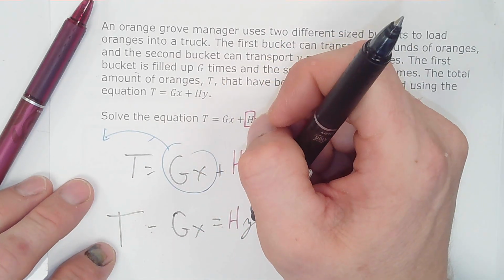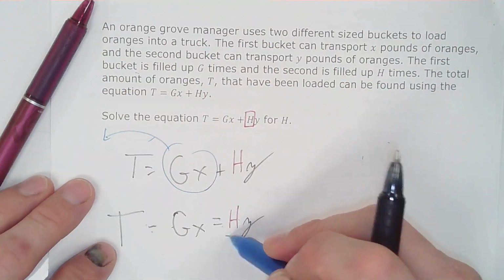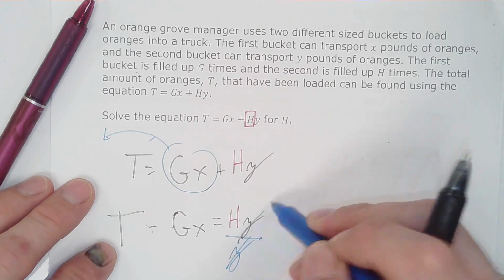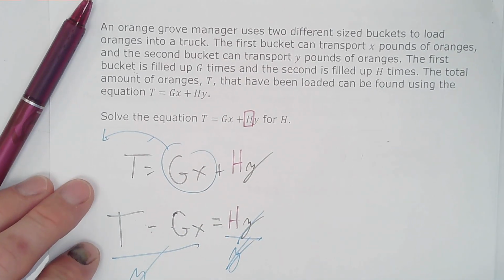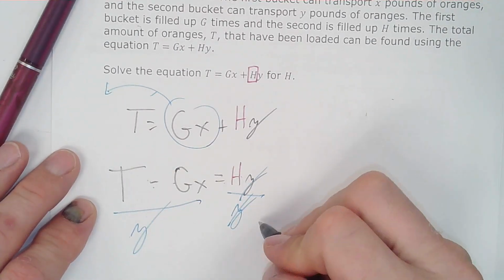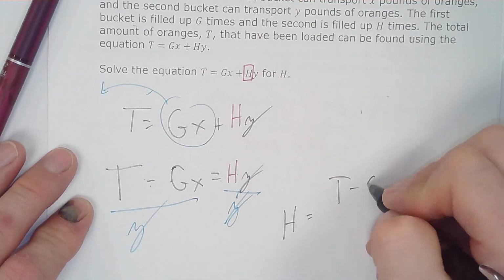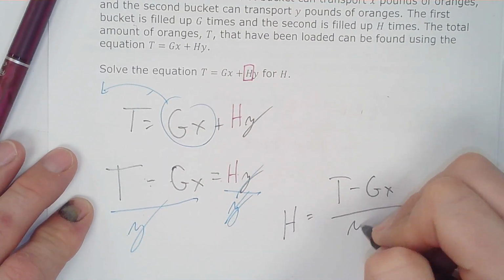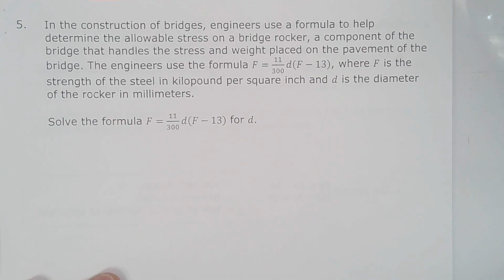All right, so now I have the t minus gx equals hy. I'm trying to solve for h, so I got to get rid of y. So these are multiplied together. I get rid of them by dividing both sides by y. If I do it to one side, I got to do it to both. Right? So therefore, my h equals t minus gx divided by y. And I'm done. Okay? Questions? Here is a similar question.